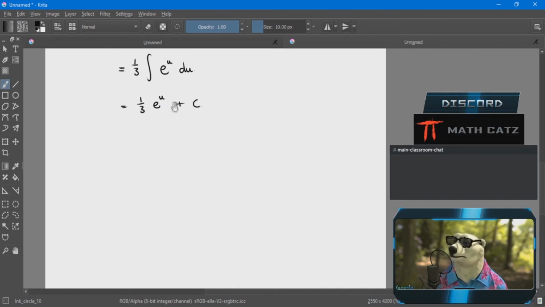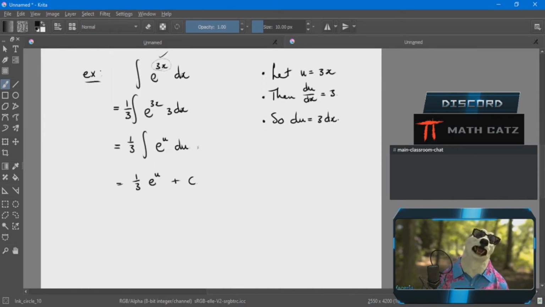Now I can look back, say, okay, where did this come from? Oh, x, so I need to go back to x. 1/3 e to the 3x, because u and 3x are the same, plus c, done. So the substitution method tells me exactly what I need to do and helps me to not actively think about how to reverse the chain rule. It's doing all of that in the background for me. Let's make a new page.